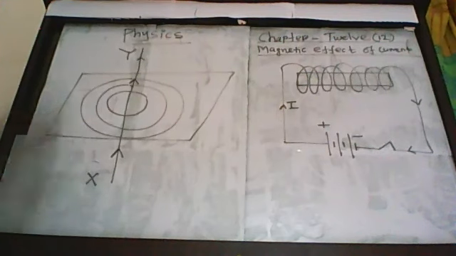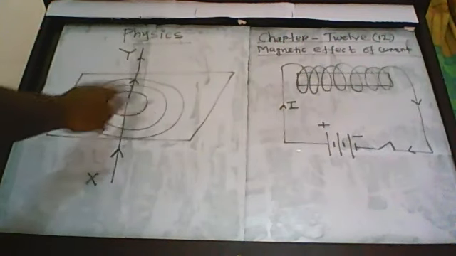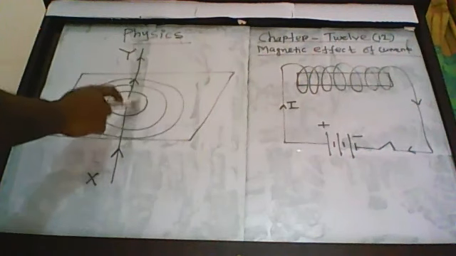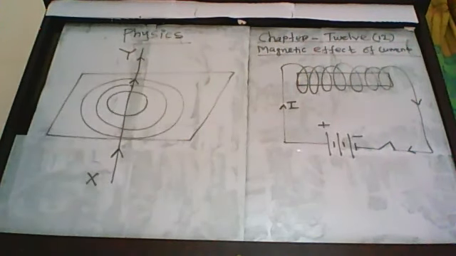This alignment indicates that the copper wire can create a magnetic field around it. This is the first experiment which demonstrates that a copper wire, a current carrying wire, can create a magnetic field around it. I repeat, a current carrying wire can create a magnetic field around it.